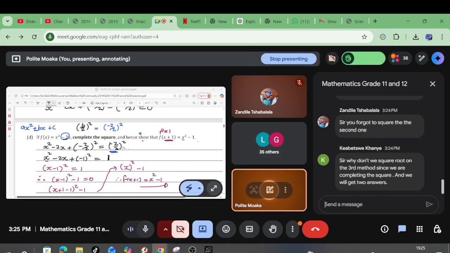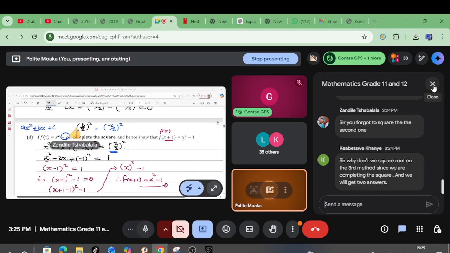Zandile said we forgot to square the second one. And then Khonze. But let's go to Kiabit first. Why don't we square root on the third method, since we are completing the square, and we'll get 2 answers? On the third method, I'm not sure if I understand when you say the third method, Kiabit.